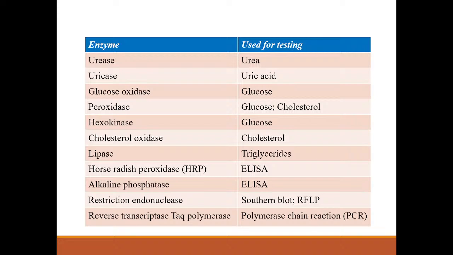And which are used for testing. One is therapeutic applications and one is for testing. Urease for urea, uricase for uric acid, glucose oxidase for glucose, peroxidase for glucose, hexokinase for glucose, cholesterol oxidase for cholesterol, lipase for triglyceride. HRP is used by ELISA technique, enzyme linked immunosorbent assay. Alkaline phosphatase also by ELISA technique. Restriction endonuclease by Southern blot and RFLP, the full form is restriction fragment length polymorphism. Reverse transcriptase and Taq polymerase are used in PCR.